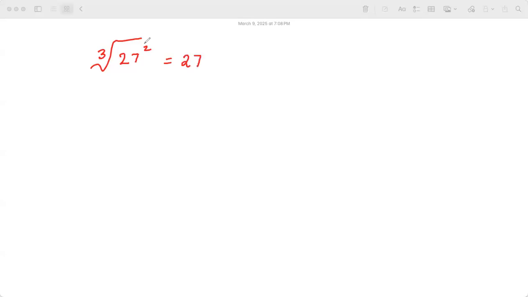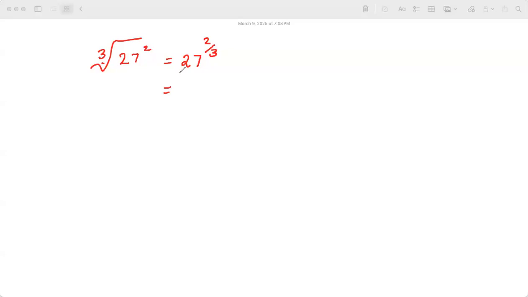27 power 2, I'll write it as it is. But this becomes 2 by 3. So how will we simplify this? Any thoughts? Sahil, any thoughts? You can cube root it first and then you can square it.